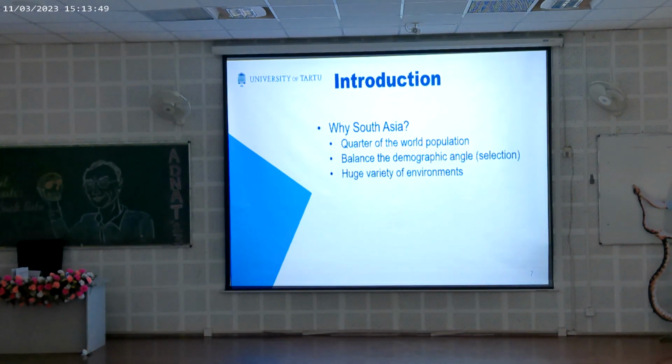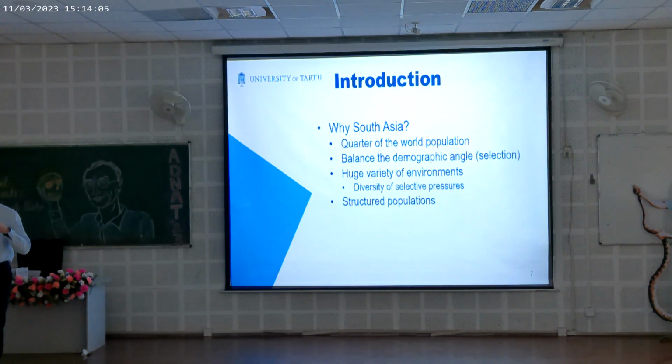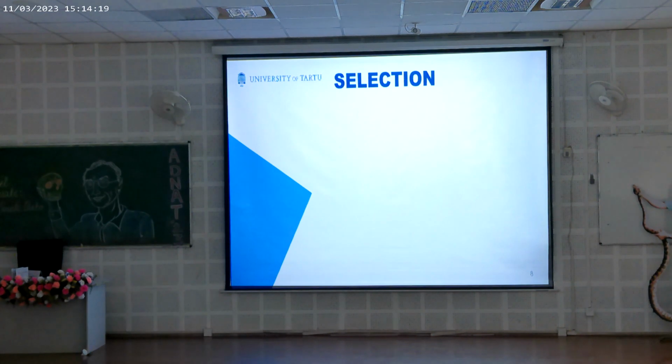And selection also, because South Asia, given this big different environment that is around here, leads to a lot of different selective pressure. So it's a very fertile ground for selection to happen, and maybe more, I would say, pertinent when you look at nowadays populations. Also, the structure of population is a really interesting fact that can be exploited for further analysis of different methods. But so, selection. I'm speaking about Ohana.